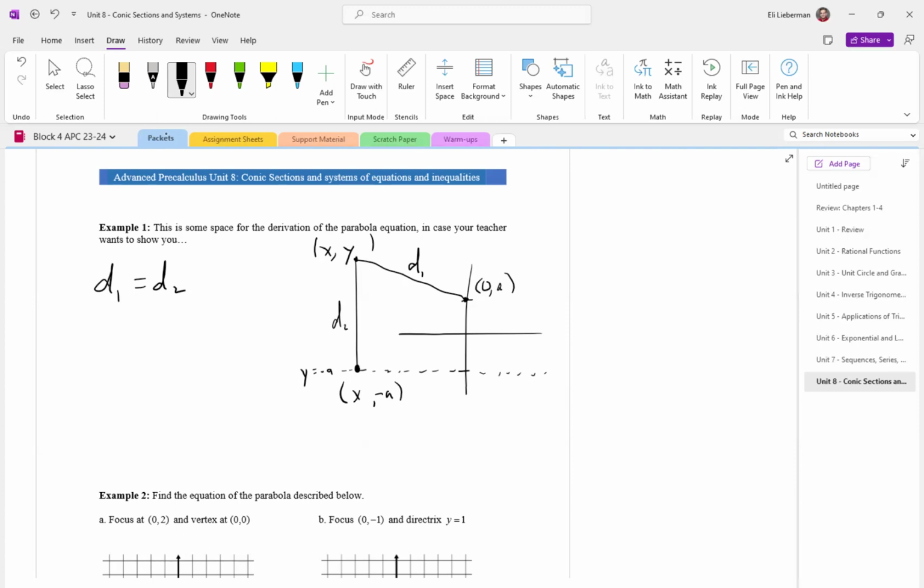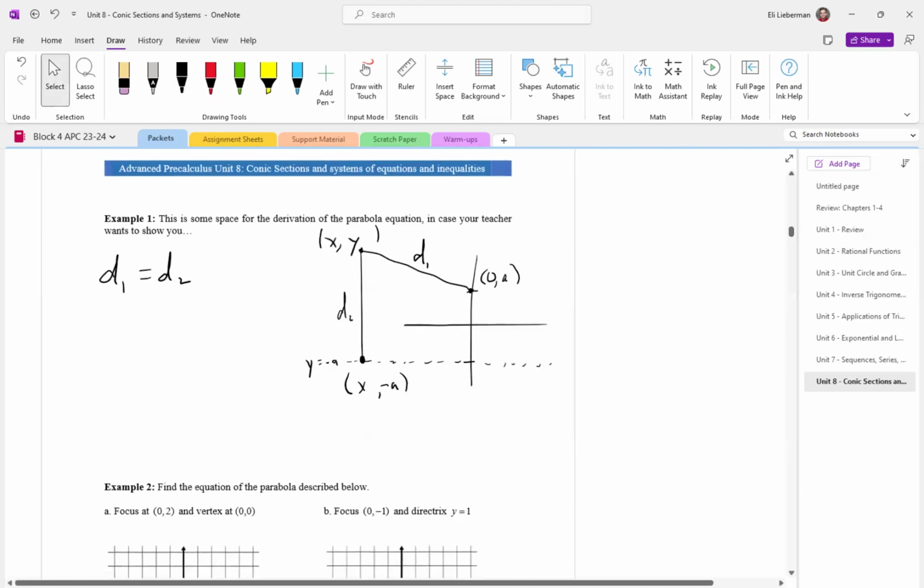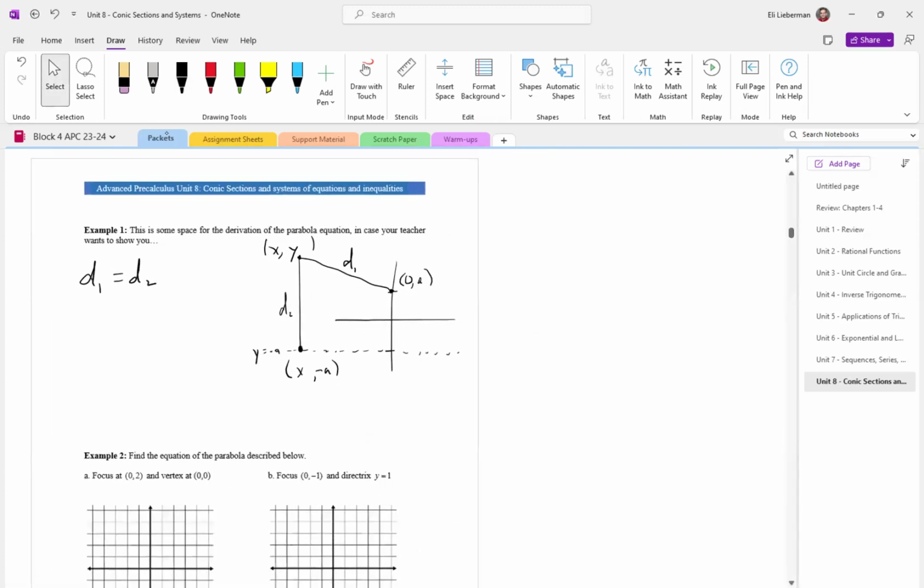Well, I'm saying the distances are equal, so I'm going to use the distance formula. So again, keep your pencils down for now. Distance 1, I hope it makes sense that this is the square root of, I'm going from here to here, so (x minus 0) squared plus (y minus A) squared.